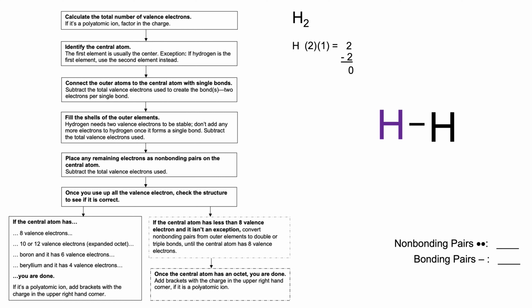When I check, both hydrogens have 2 valence electrons. Remember, hydrogen is an exception. Once it has 2 valence electrons, it's done, it's happy, so nothing else needs to be done to the structure. There are 0 non-bonding pairs and 1 bonding pair. 1 times 2 gives me 2. That matches how many valence electrons I wanted in that Lewis structure.